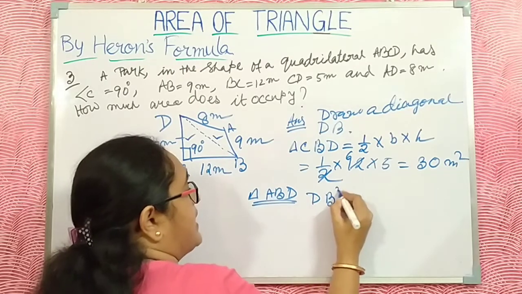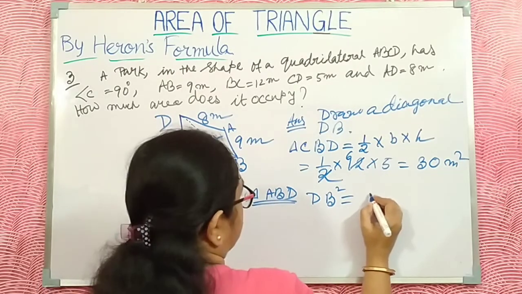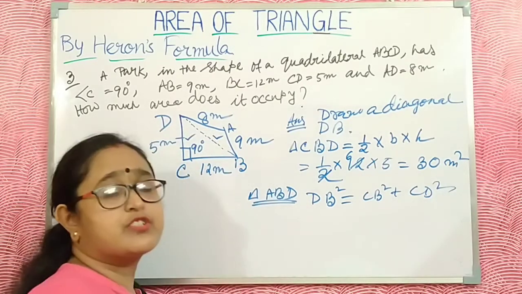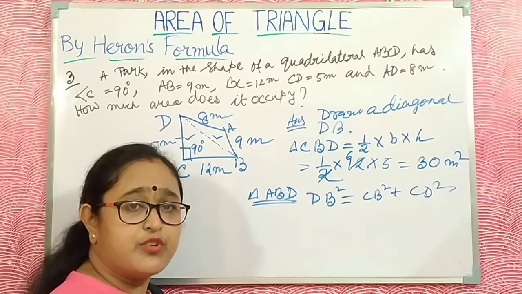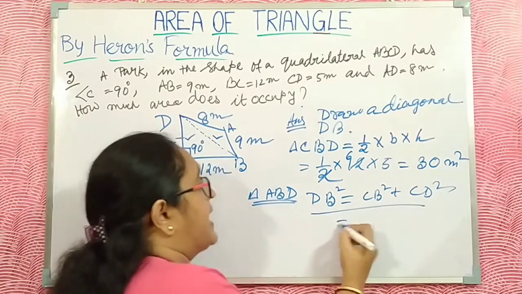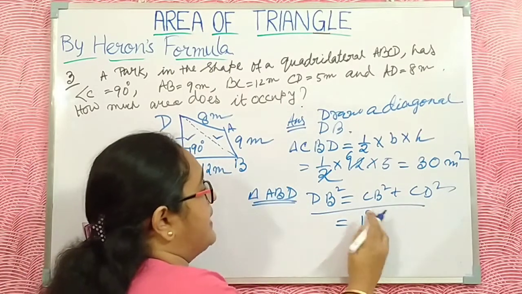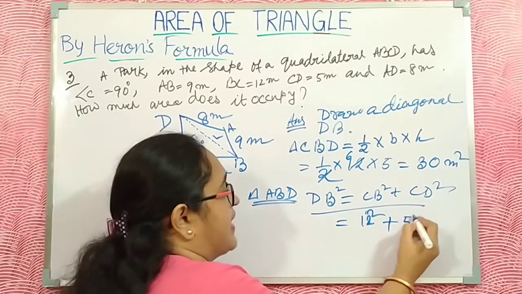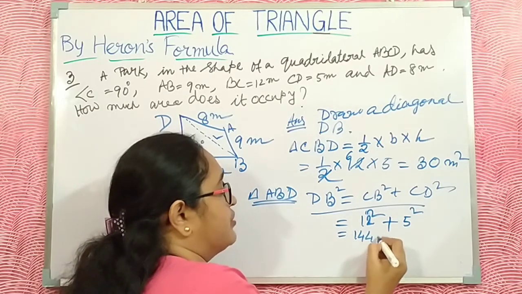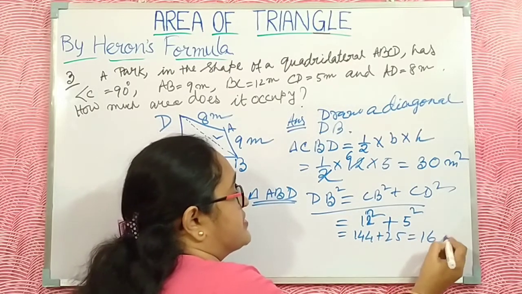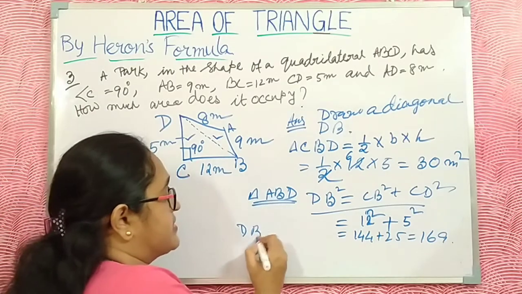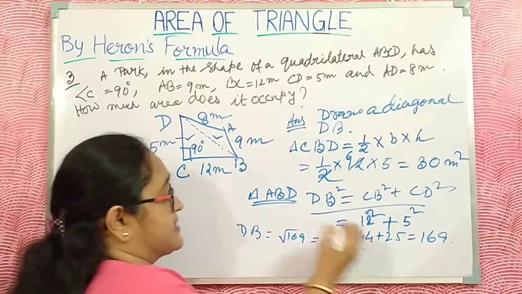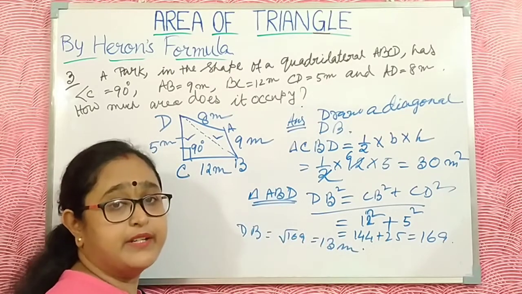Then DB square is equal to CB square plus CD square. All of you know the Pythagoras theorem: hypotenuse square is equal to base square plus perpendicular square. I use it here, and the base is what? 12 square. The base is 12. Then CD is 5 square. Then 144 plus 25, the result is 169. Then DB is under root 169, which is 13. Now the hypotenuse is 13 meter.